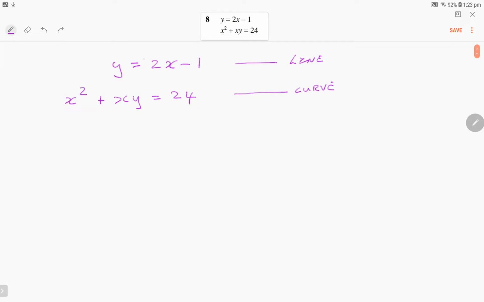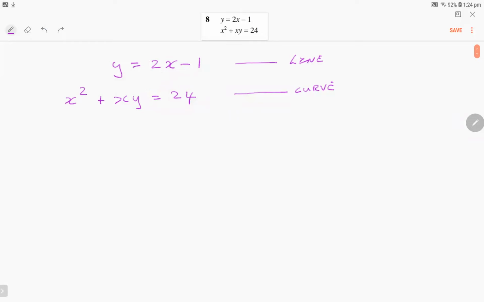So again, because this one already has y as a subject, we can take that and substitute for the y right here. Or replace the y right here. And the line is saying y equals that. So we can substitute the line equation into the curve equation for the y right there. All right, so that's the method we're using, a substitution method.